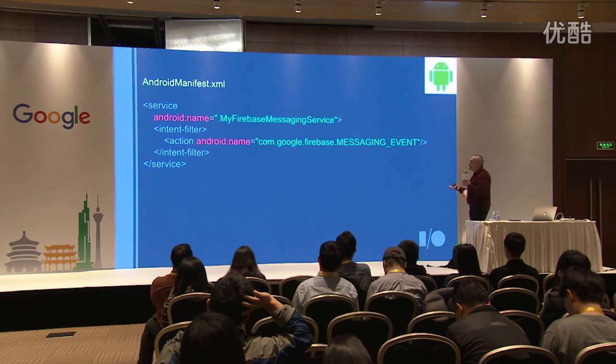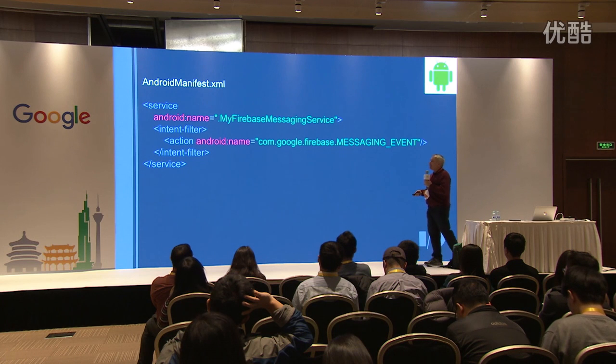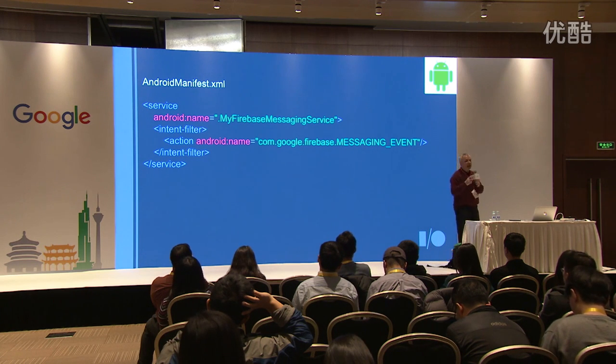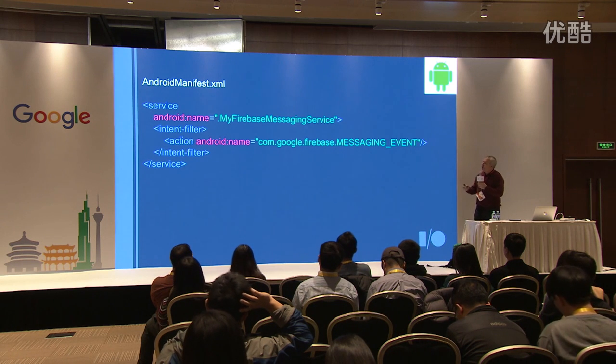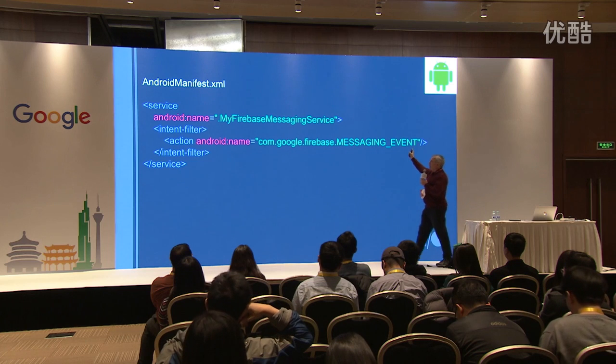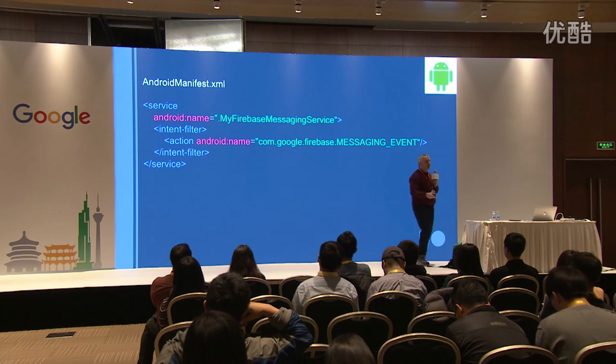And for that, you need a little bit of code, and this is what it looks like in Android. So in Android, I've created a service class called, in this case, my Firebase messaging service. And I've told it to, on an action of a Firebase messaging event, use this service.